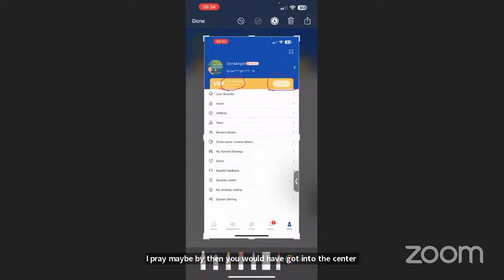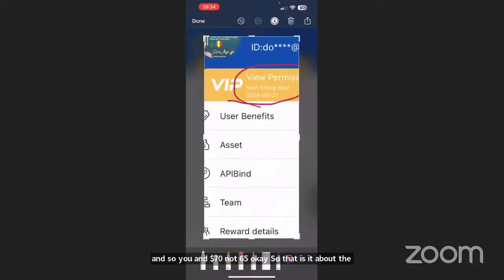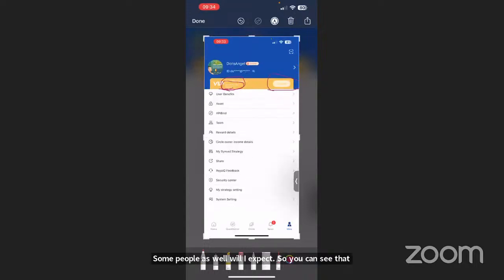Okay, so that is it about the VIP view permission. Some people ask, when will I expire? So you can see the date over here. The renewal can be actually automatic or manual. Anytime you don't see cancel, it means it's not on automatic.